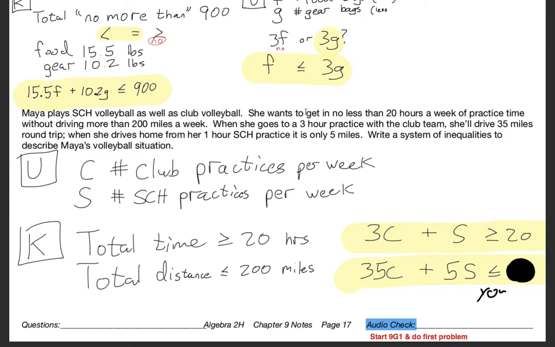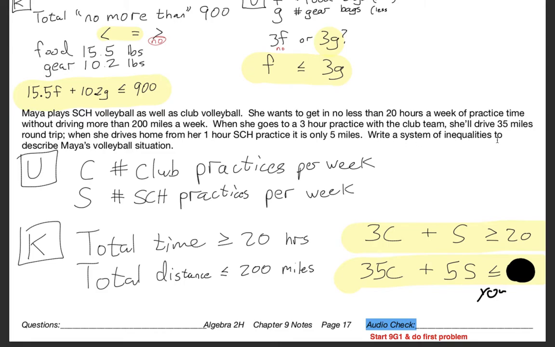When she goes to a 3-hour practice with a club team, because they practice for a long time, she'll drive 35 miles round trip. It's a hike. She has to really drive. Maybe you can relate. The club teams don't necessarily practice right next to school or right next to where you live. When she drives home from her 1-hour SEH practice, SEH maybe practices less, and she lives kind of close to SEH, so the mileage that she's driving is only 5 miles.